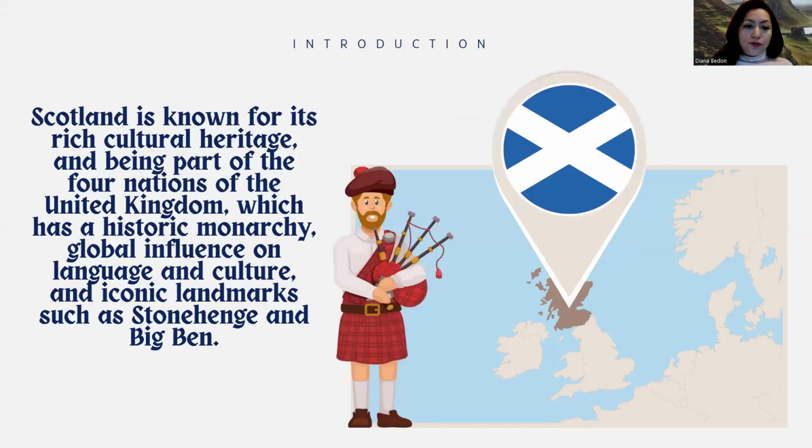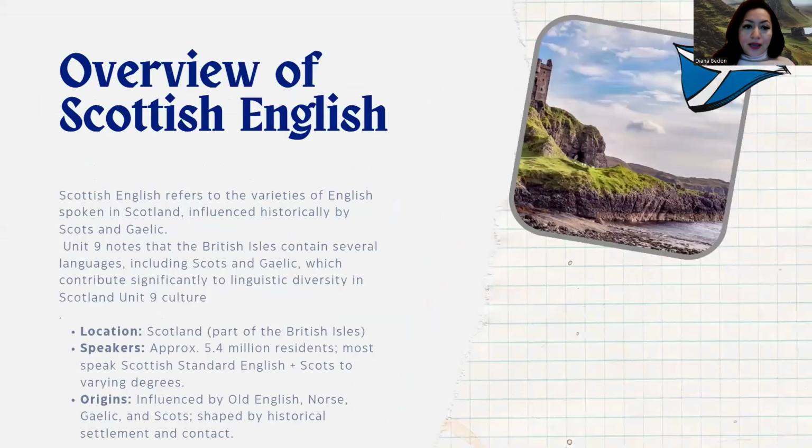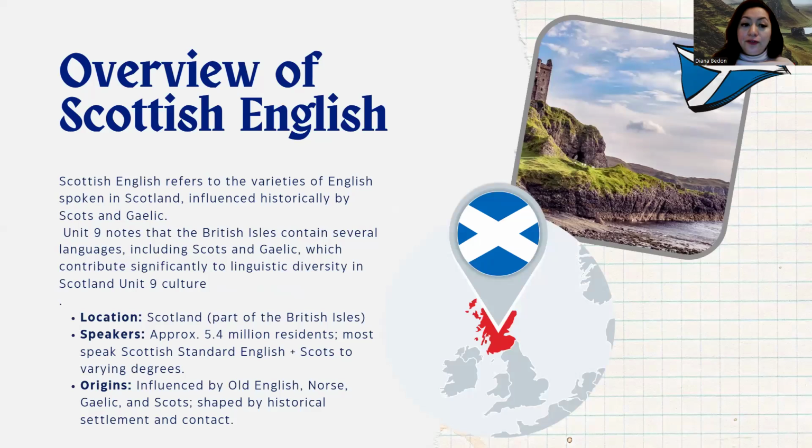Scotland is known for its rich cultural heritage and for being part of the four nations of the United Kingdom, which has a historic monarchy, global influence on language and culture, and iconic landmarks such as Stonehenge, Big Ben, and all the islands that compose the United Kingdom. We're going to have an overview of Scottish English.